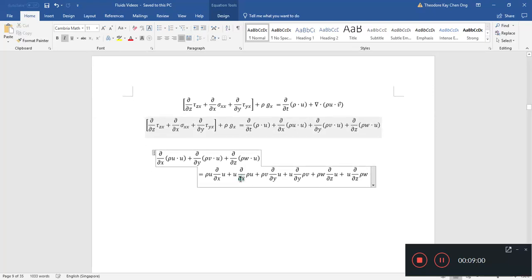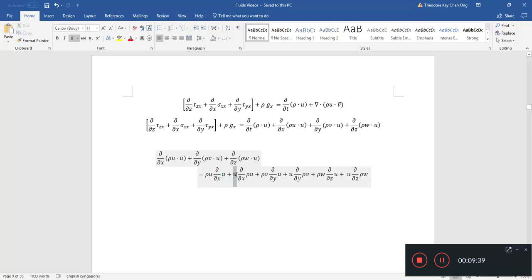Okay, now I want us to notice a pattern. Can we see that these terms, what are these terms? 1, 2, 3, right? Okay, I'll show you again. 1, 2, 3. Now, all these have in common this u in front of them.